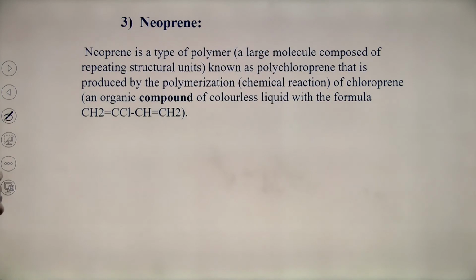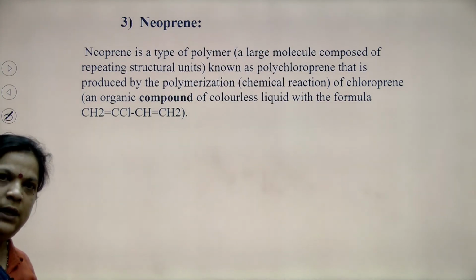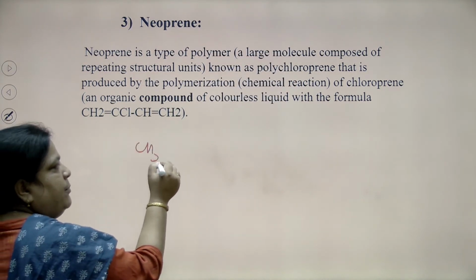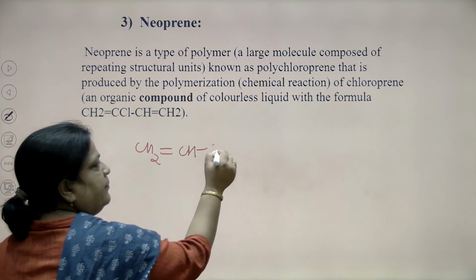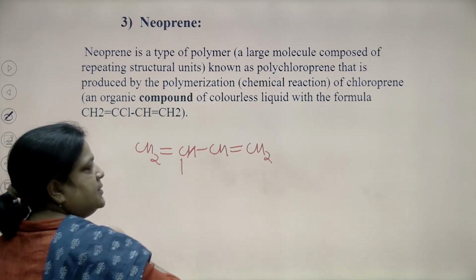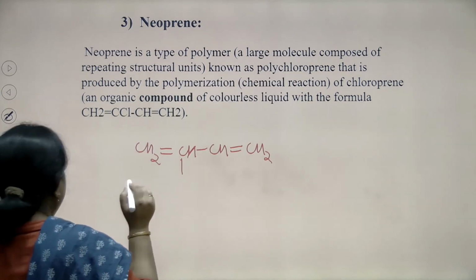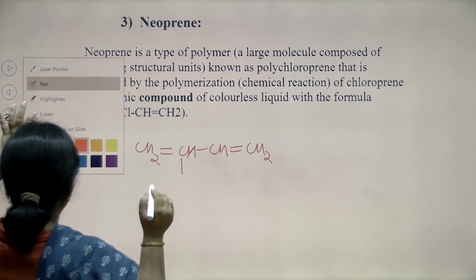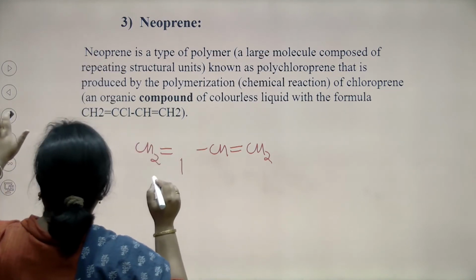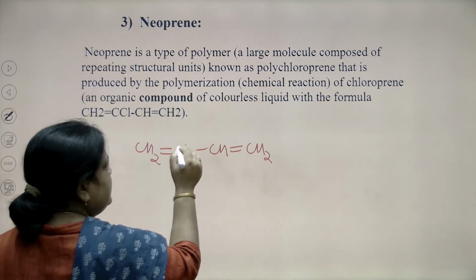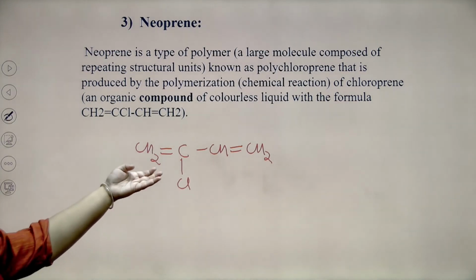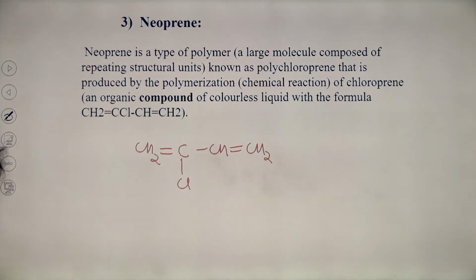Now, next is neoprene. I think I have cleared that in butadiene: at the number 2 position, if hydrogen is replaced by CH3, then it is called isoprene, and if it is replaced by Cl, then it is called chloroprene. So, the monomer of this neoprene is chloroprene.